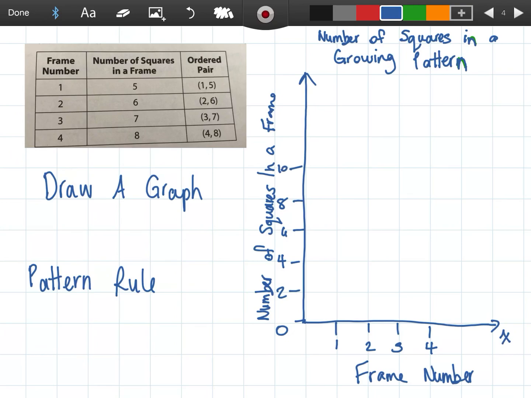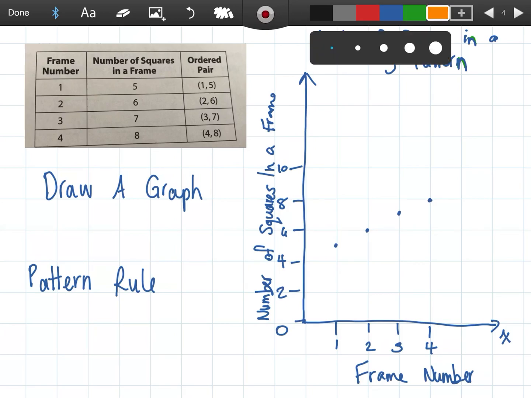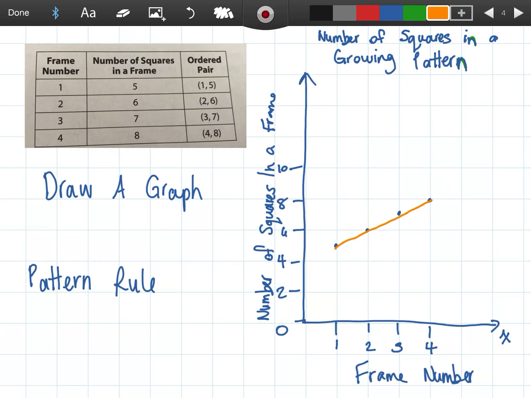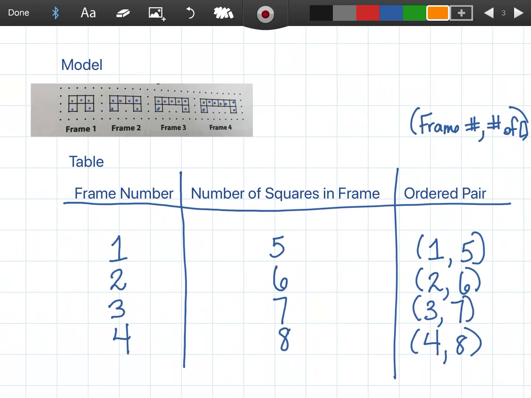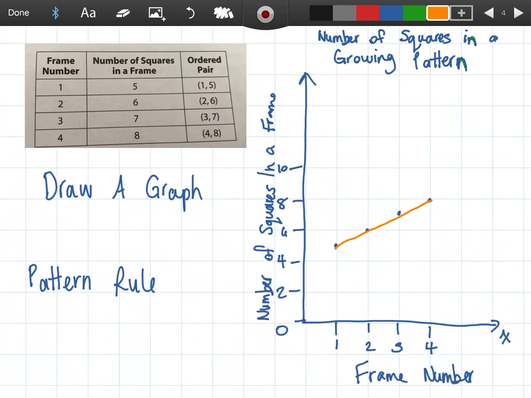Okay, and then we're going to graph those where those ordered pairs come in. So frame 1 has 5, frame 2 has 6, frame 3 has 7, frame 4 has 8. And there we can see we have our nice growing pattern. Okay, so there's our graph form. If you didn't see it originally with the photos, you can see that it's steadily growing. Here we can see in this column, they're steadily growing. And here again, we can see that they're steadily growing.